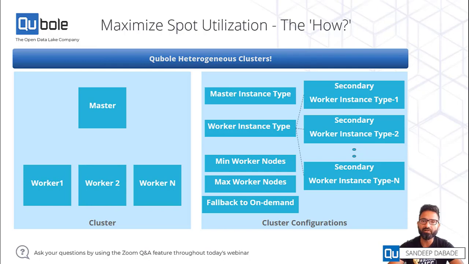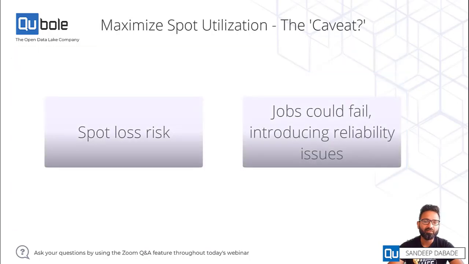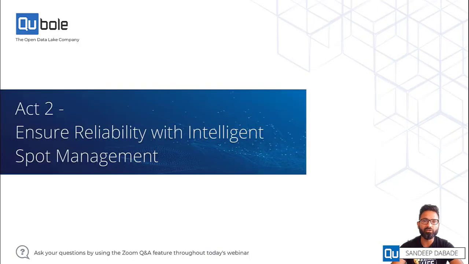They come at a 90% discount. So what's that caveat? The Spot loss risk. A Spot node can be taken away by AWS with a short 2-minute notification, and that could result in job failures, or it could introduce reliability issues in your clusters. Now this takes us to our action 2 that we took to ensure that there is reliability in the clusters with Qubole's intelligent Spot management. Let's take a look at that now.